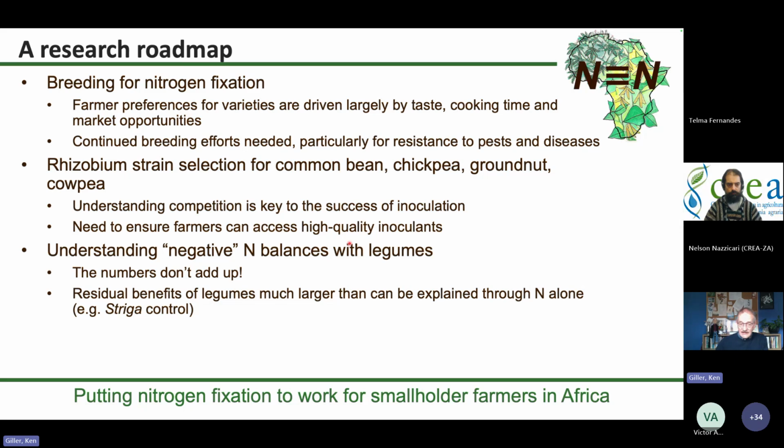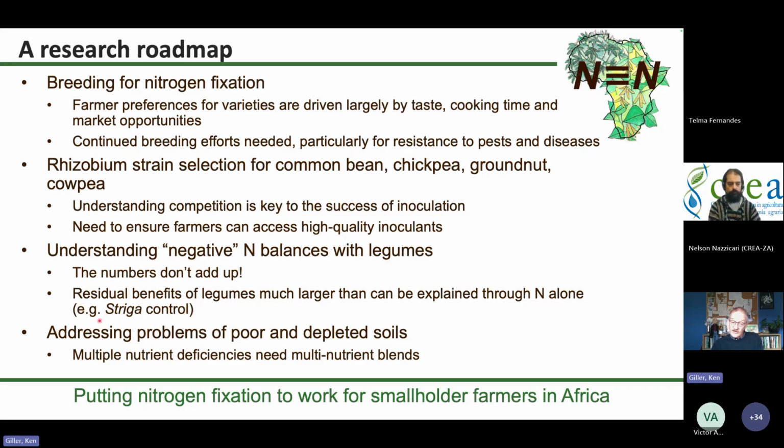We understand then very often our scientists are telling us that we have negative nitrogen balances with our legumes, but we actually find very strong residual effect of the legumes, which are much larger than due to nitrogen alone. So the control of pests and diseases, and particularly things like the parasitic weeds like striga.